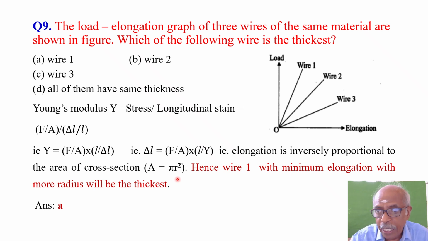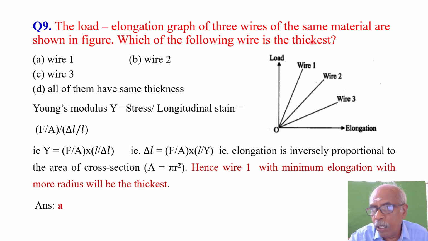Here, wire 1 has minimum elongation with more radius. So delta L is inversely proportional to pi r square. So if radius is large, delta L will be minimum. If radius is large, then diameter will also be large. It means that wire will be the thickest one.